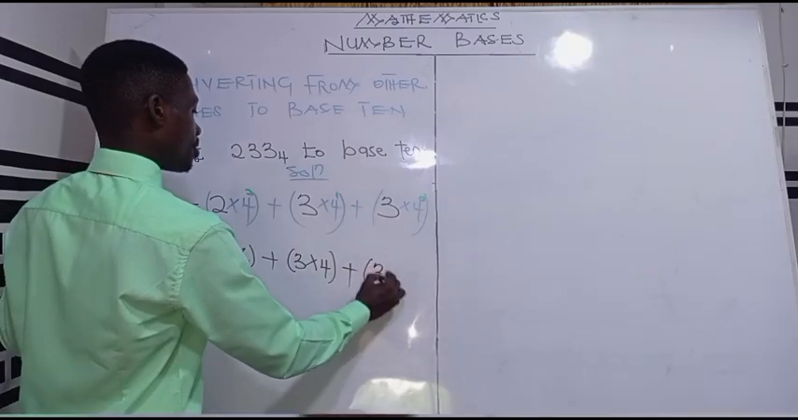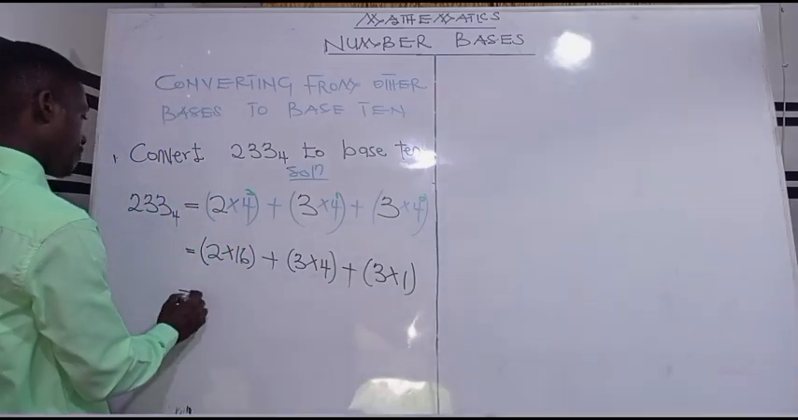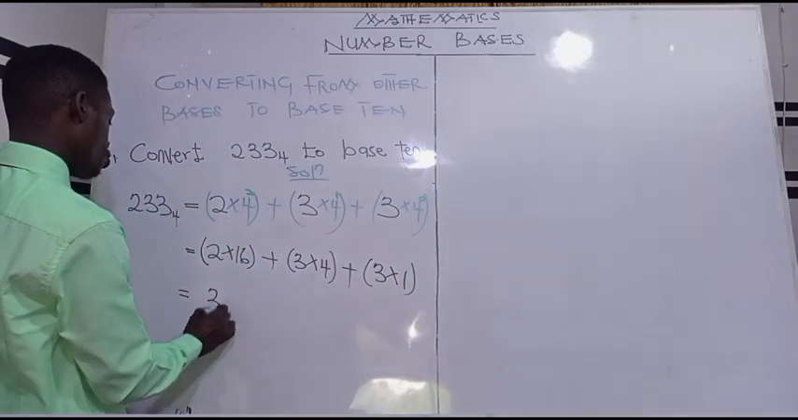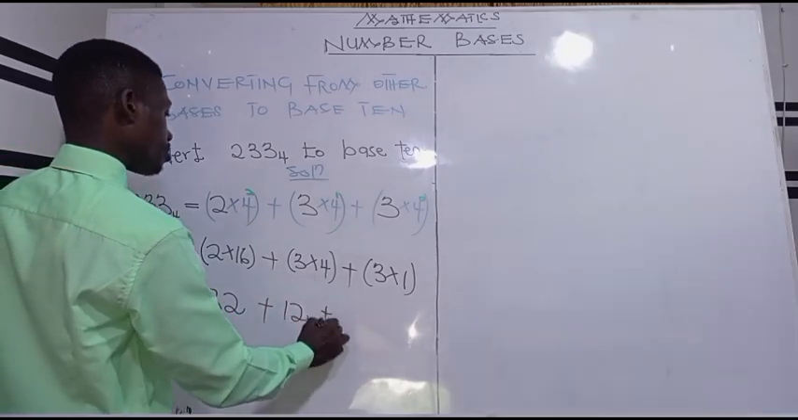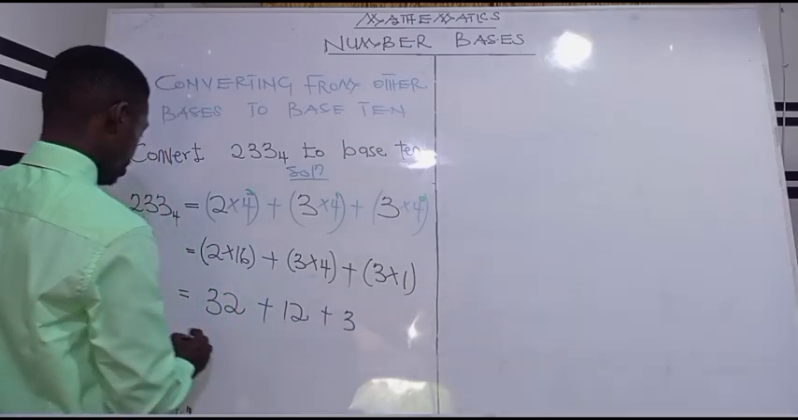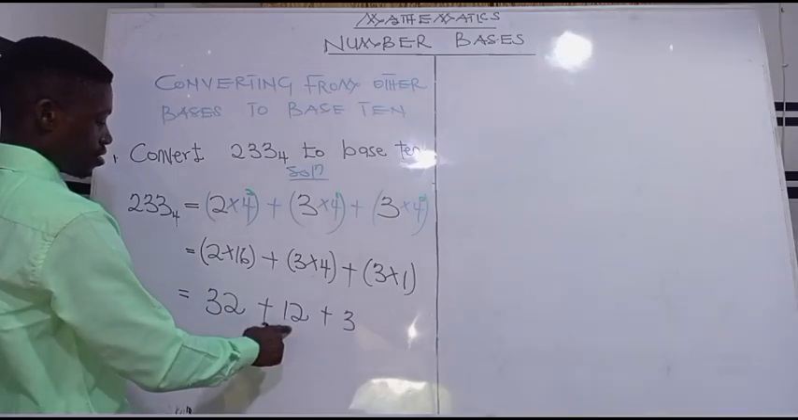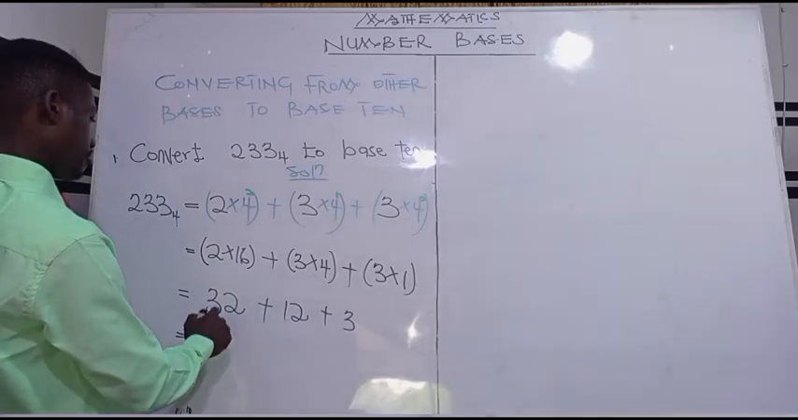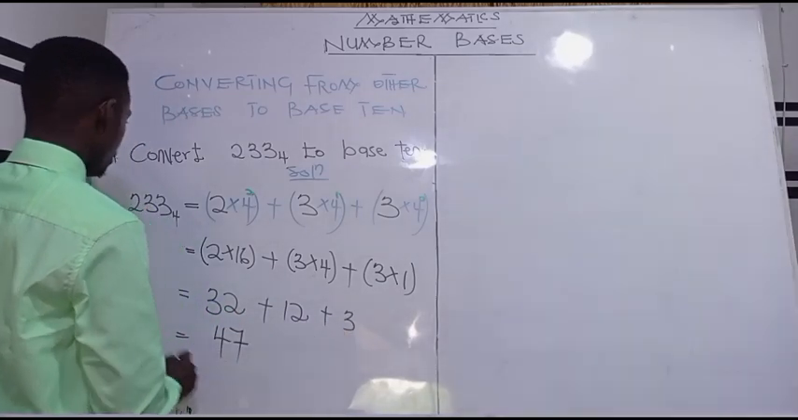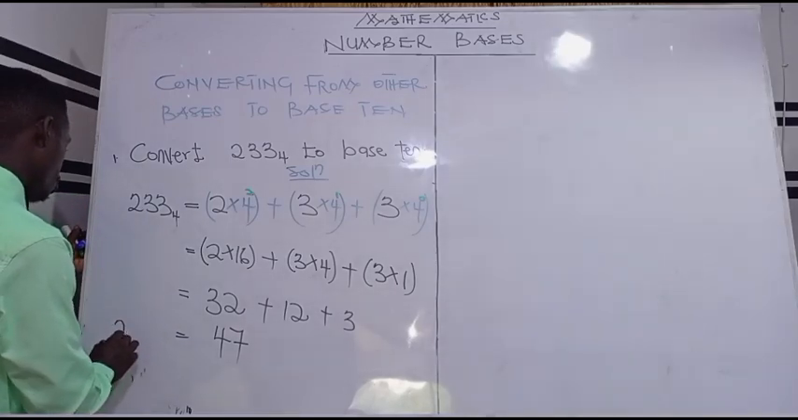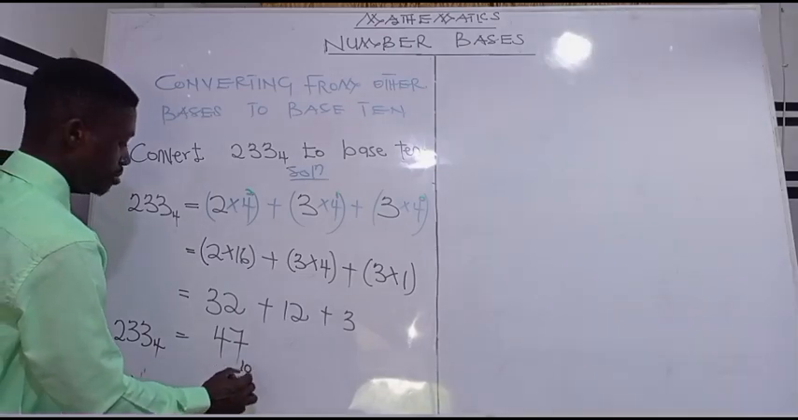Then we have 3 times any number raised to the power 0 is 1. So we have 2 times 16 will give us 32. 3 times 4 will give us 12. 3 times 1 will give us 3. So we have 32 plus 12 will give you 44, right? 44 plus 3 will give you 47. So therefore we can say that 233 base 4 is equal to 47 base 10.